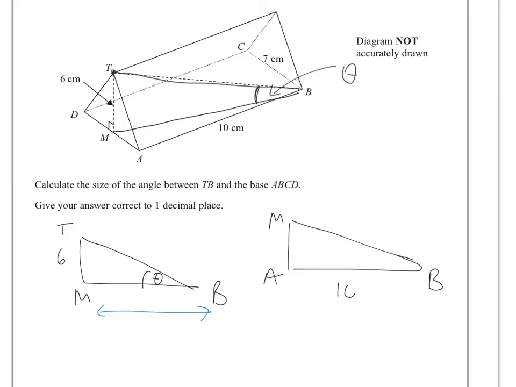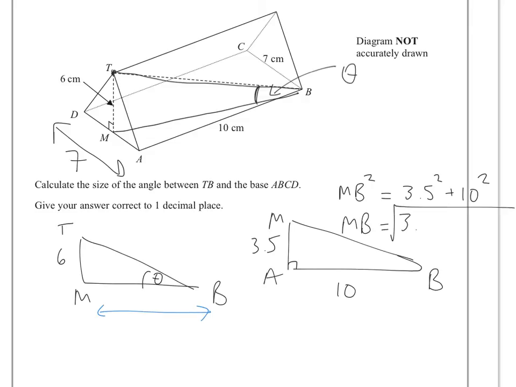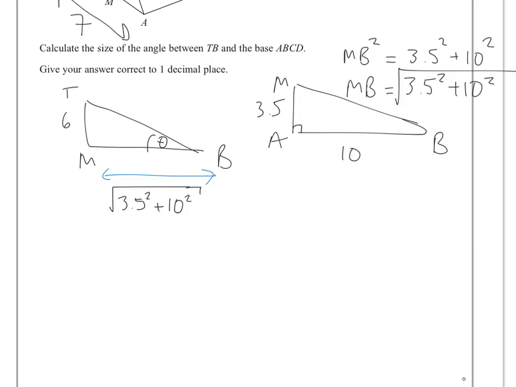The length AB I know is 10. The length MA, well, D to A is the same as B to C, so 7. M is the midpoint, so A to M is 3.5. Using Pythagoras, MB squared equals 3.5 squared plus 10 squared. So therefore MB equals the square root of that. So the length MB is the square root of 3.5 squared plus 10 squared.